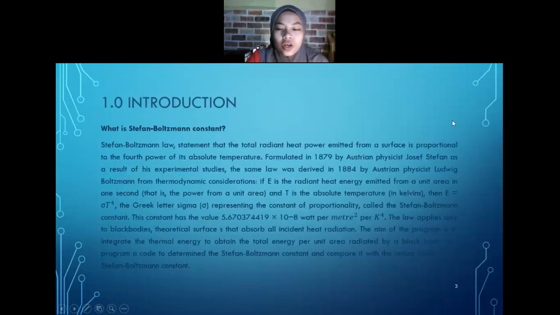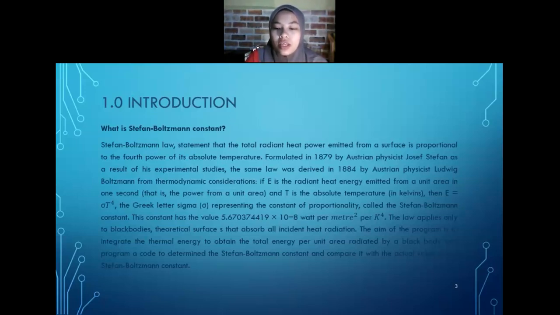So first of all, we need to know what the Stefan-Boltzmann constant is. The Stefan-Boltzmann law states that the total radiant heat power emitted from a surface is proportional to the fourth power of its absolute temperature. This statement was formulated by Joseph Stefan in 1879. Then the same law was derived in 1884 by the Austrian physicist Ludwig Boltzmann from thermodynamic considerations.